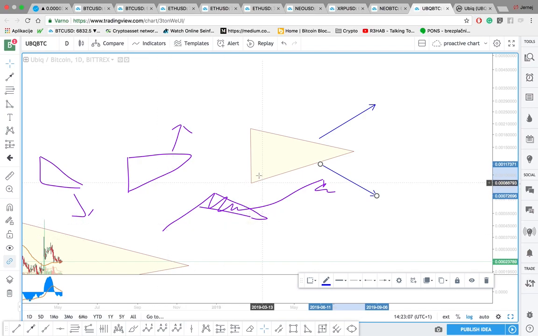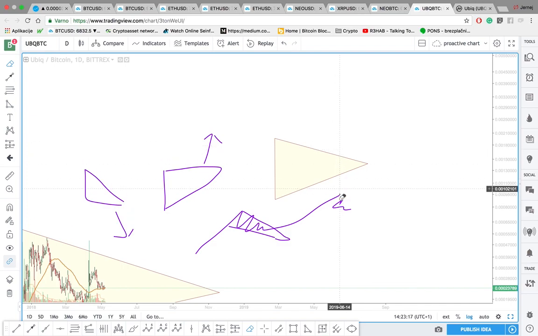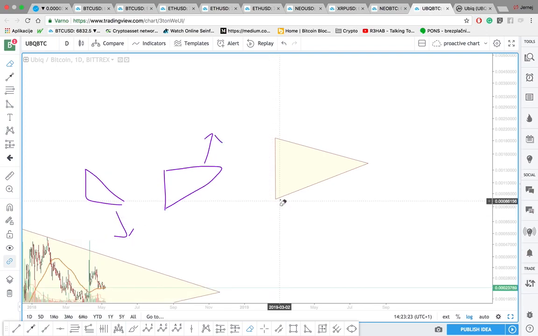Why that happens is basically it's almost like a fight between bulls and bears, the buyers and sellers. I'm going to delete all this, and let's just go to the chart and I'll tell you on the chart.